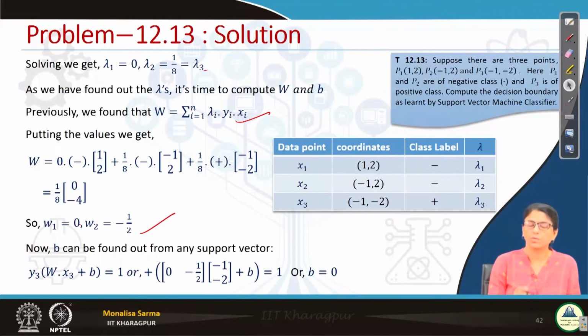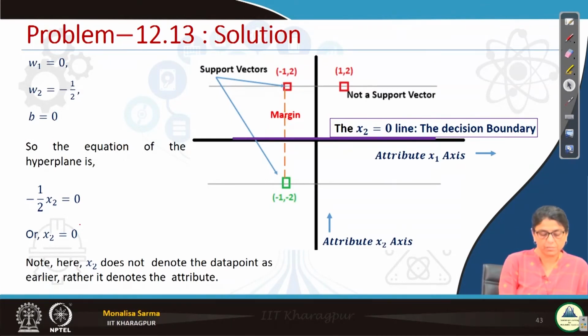Once we found the W values, we can find the b value also. Once we find the lambda values, W values and b value, we can find the equation of the hyperplane. Now my equation of the hyperplane turns out to be x2 equals 0.